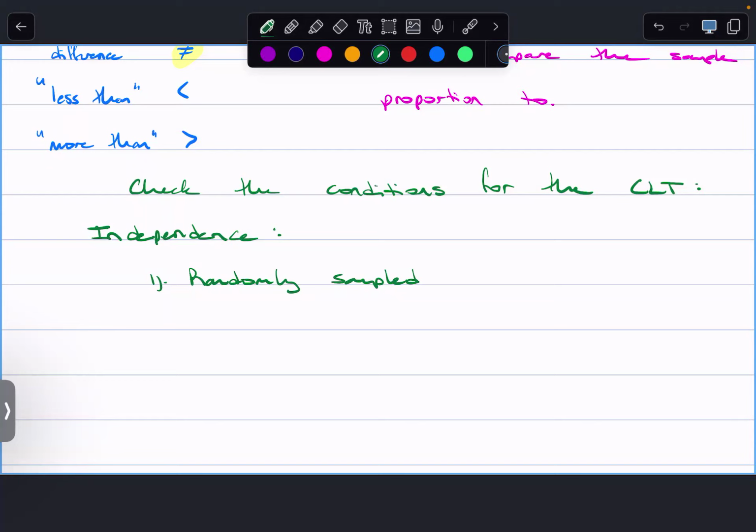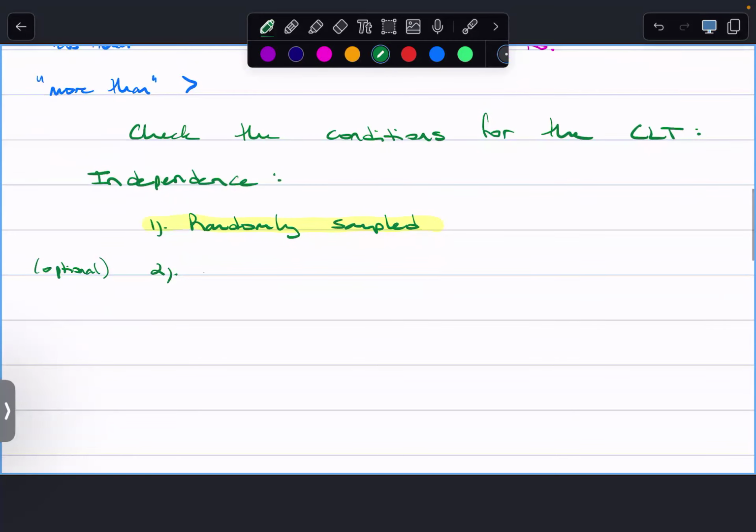So that's one of the things that you're going to check, and that's going to be your go-to assumption. This is the only one that I really care about. Were these observations randomly sampled? The second one, which I'm going to say is optional, is the n less than 10% of the population condition. I mention this because it's likely that you might have a small population.